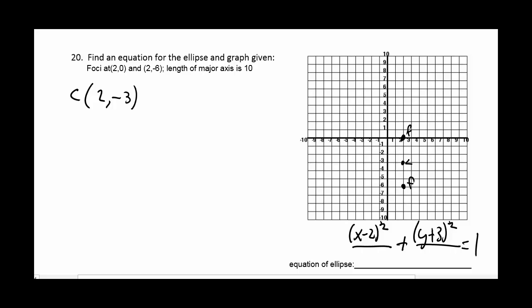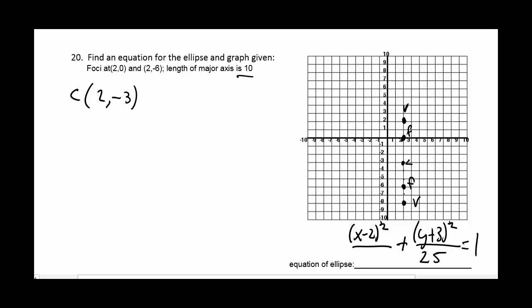I also know, because they told me that the major axis is 10, that from the center I've got to go up 5 and down 5. So 1, 2, 3, 4, 5. There's one of my vertices, and the other one, 1, 2, 3, 4, 5, is right there. So that means the major axis is underneath the y coordinate, and that would be 25 that goes down there.